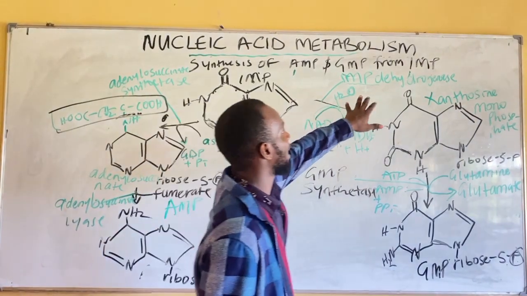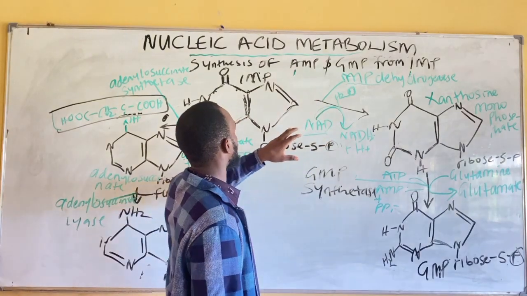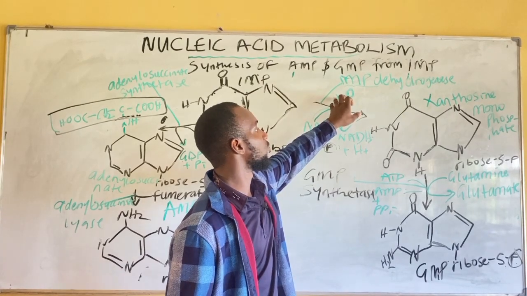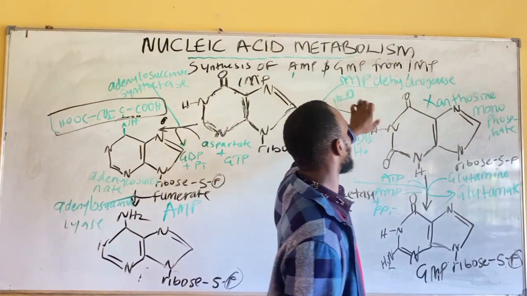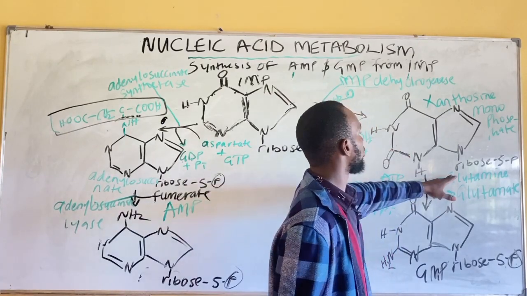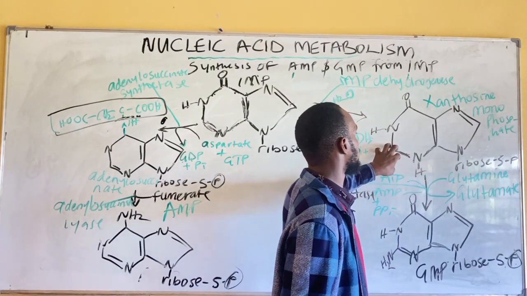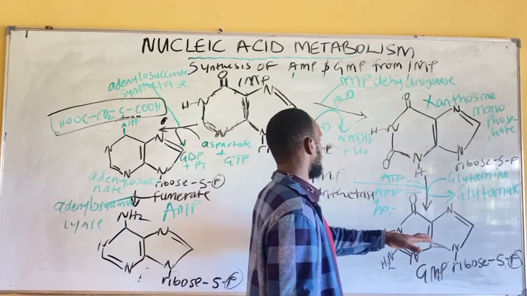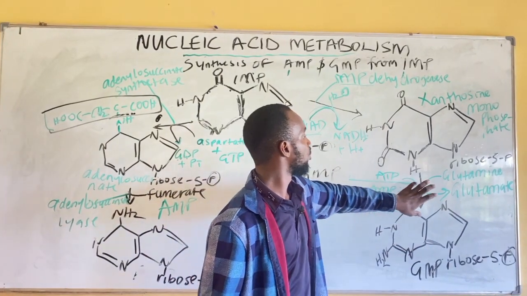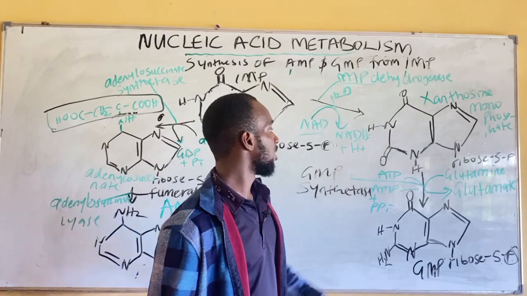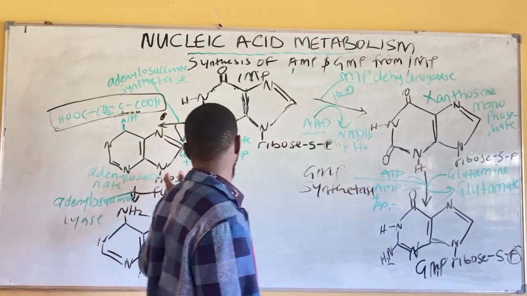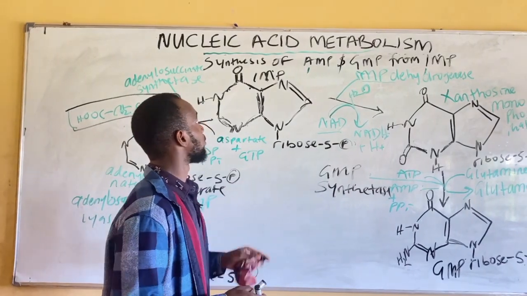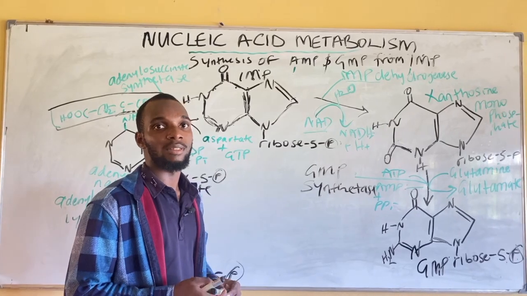The first reaction, catalyzed by IMP dehydrogenase, involved removal of two hydrogens, because H2O came in and its oxygen binds here. Then glutamine comes in to replace this part here, adding this amino group, and forms GMP through GMP synthetase. Both this step and the other require energy. This one requires energy in the form of ATP, and this one in the form of GTP. So this is the end of the first part of this video on nucleic acid metabolism.